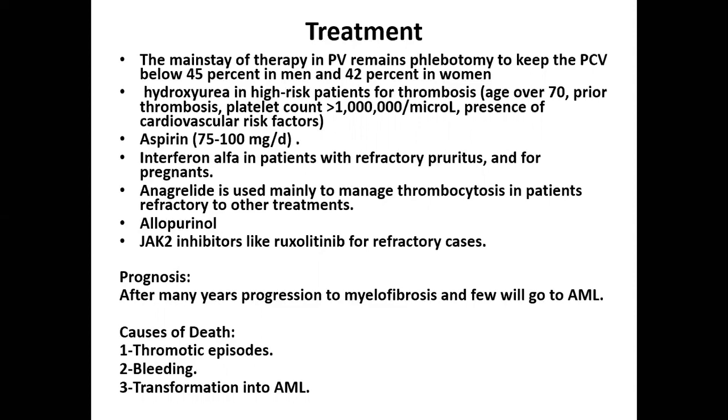The prognosis in treated patients is usually good, but many patients after more than 10 years will start to change into myelofibrosis, and around 10% of the patients will go into acute myeloid leukemia. The causes of death in patients with polycythemia include thrombotic episodes, major bleeding episodes, and the transformation into acute myeloid leukemia.